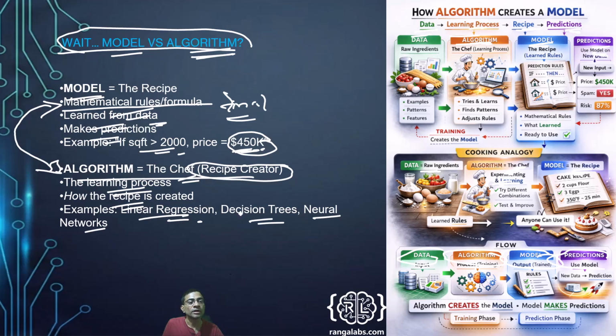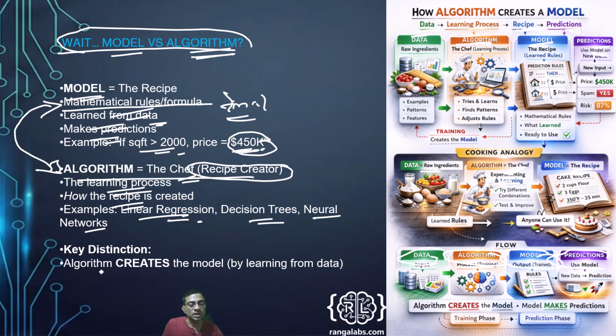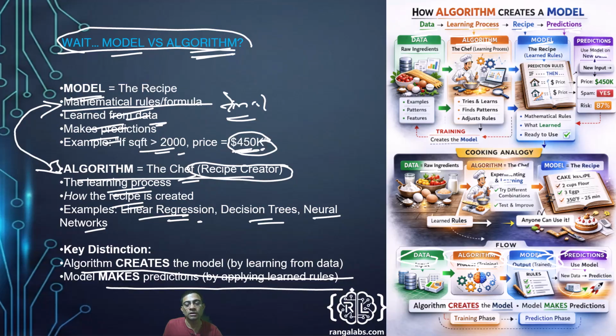I think we are very clear about what is a model and what is an algorithm. There are a lot of people who have this doubt, whether algorithm and model are the same or different. I think this has cleared the doubt. So the key distinction is that the algorithm creates the model by learning from the data. The model makes predictions by applying the learned rules, the final rules. It is a final mathematical formula which is learned by the algorithm.